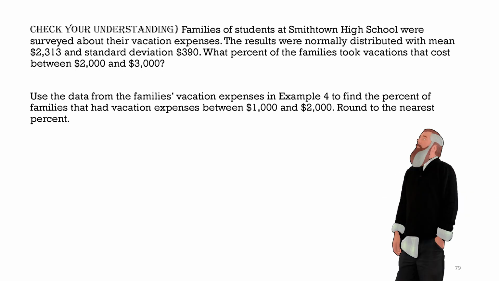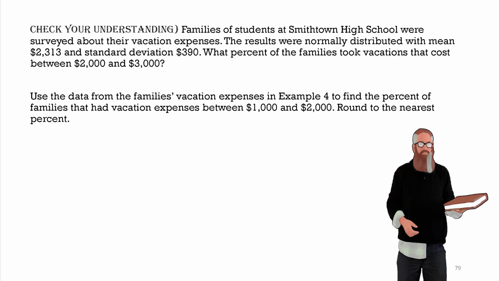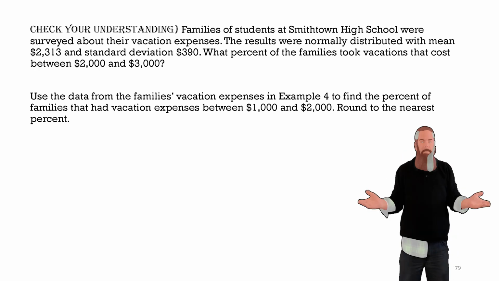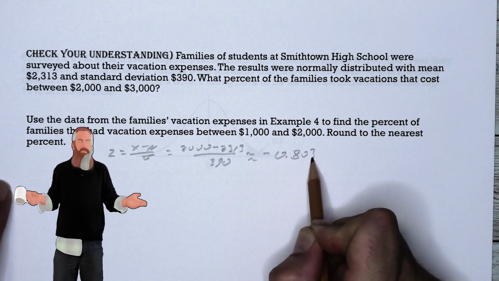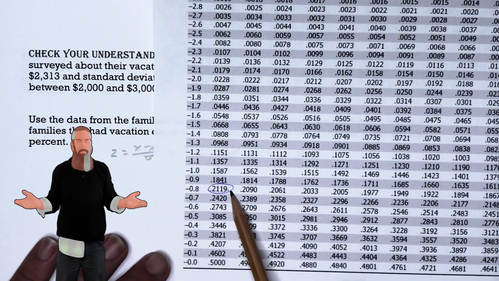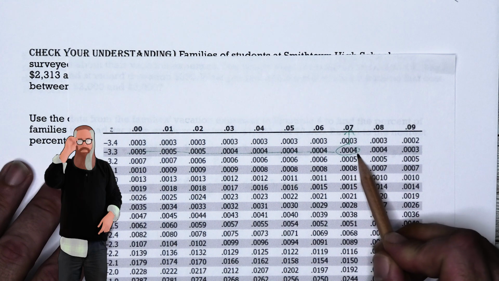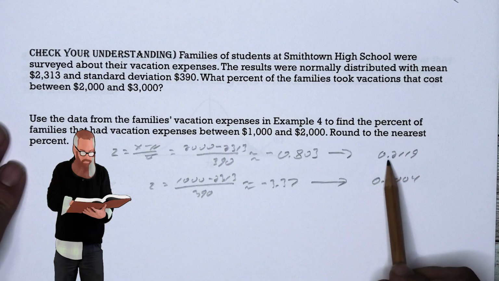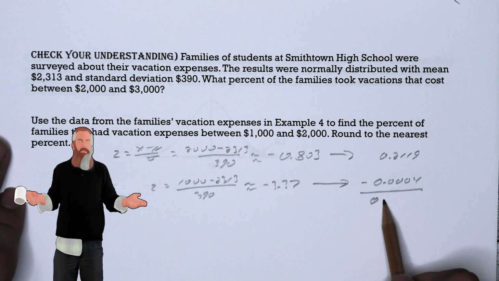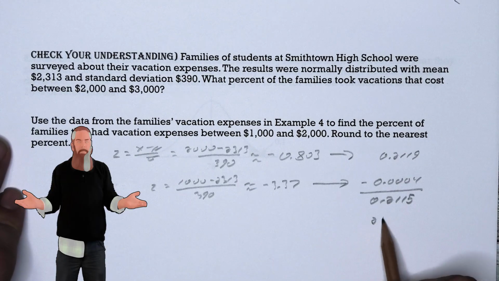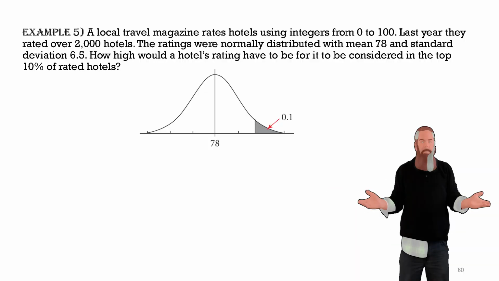Let's check our understanding of this and use the data from the family's vacation expenses in example 4 to find the percent of families that had a vacation expense between $1,000 and $2,000, rounding to the nearest percent. So up first, looking at the 2,000 and doing a little bit of calculation, we get a negative 0.803. This gives us a 0.2119. When we do this for the 1,000, we get approximately negative 3.37, which gives us 0.0004. So when we take 0.2119 and subtract 0.0004, we get 0.2115, or 21.15%, meaning 21%.